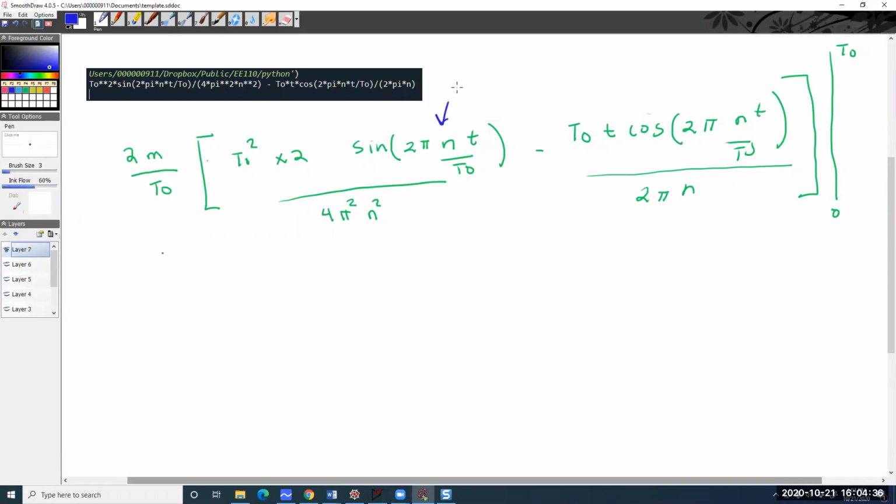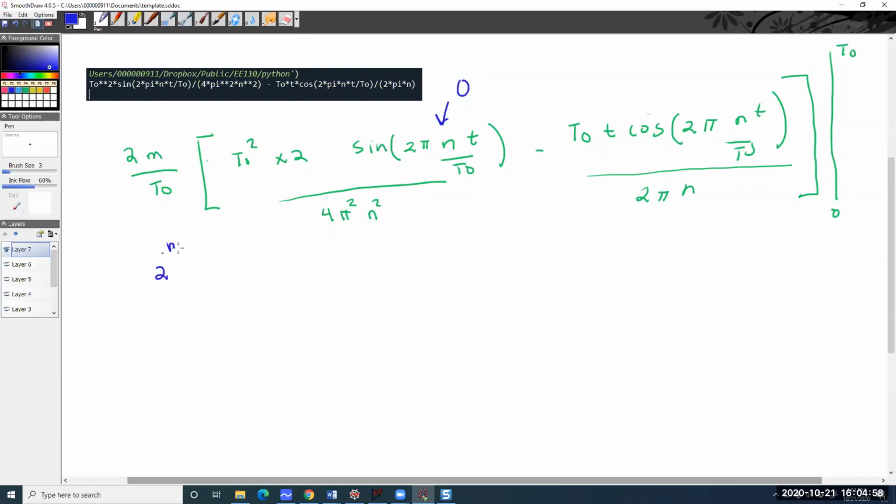Well, this is going to be zero no matter what, right? Because if t is zero, sine is zero. If t is t naught, it cancels and I have 2 pi n. And so it'll always be zero. So this all drops out.